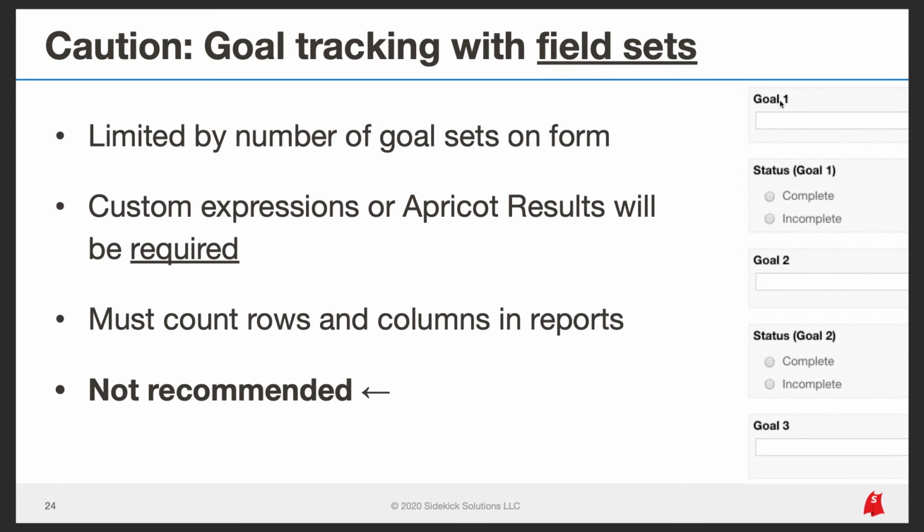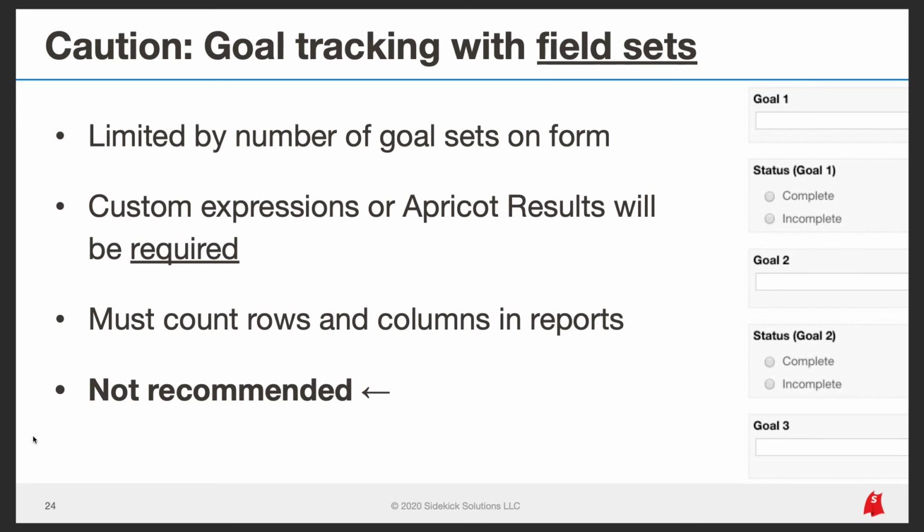Now that inherently identifies one major limitation of this model. If you have 7, 8, 9, 10, or more goals, you're out of luck. You either have to track those goals in an external system, or you'll have to overwrite one of the previous 5, 6, or 7 goals, depending on how many field sets you have. So that's the primary limitation. You're limited by the number of goal sets on a form.